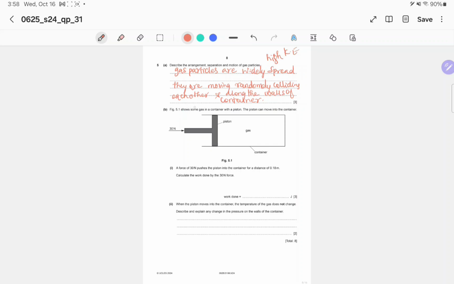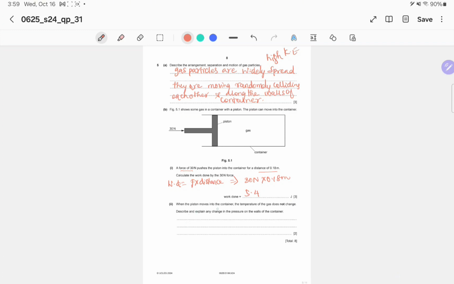Now the 5B question. It shows some gas in a container with a piston. The piston can move into the container. A force of 30 newtons pushes the piston into the container for a distance of 0.8 meters. Calculate the work done. First write the formula. Work done is equal to force times distance moved. So force is 30 newtons, distance is 0.18 meters. So the answer is 5.4 joules, or newton meter, joules.